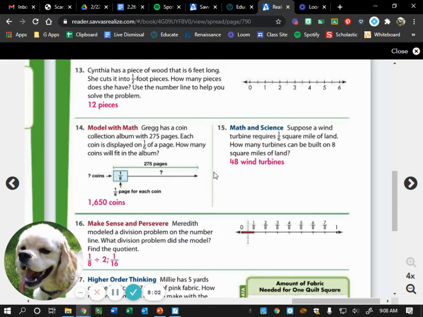Okay. Any questions on number 15? Give me a thumbs up if you got number 15 correct. Okay.